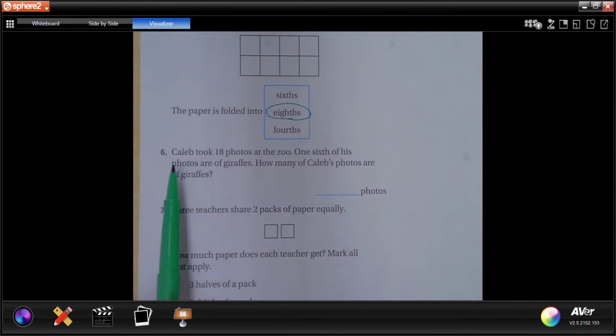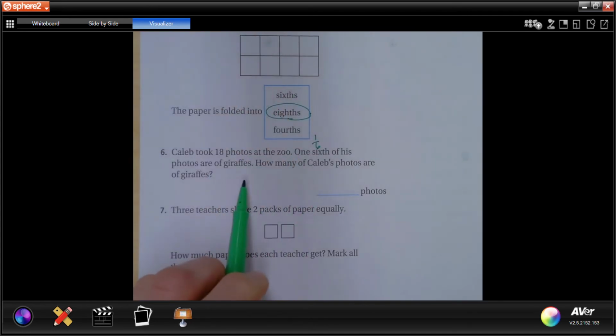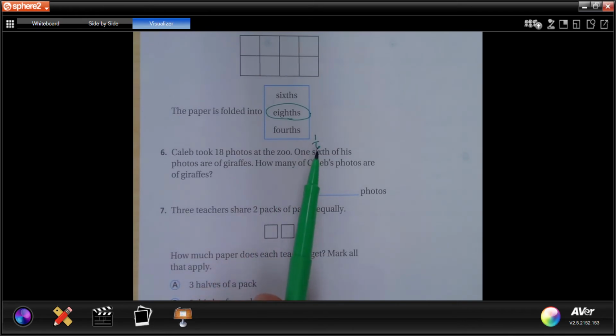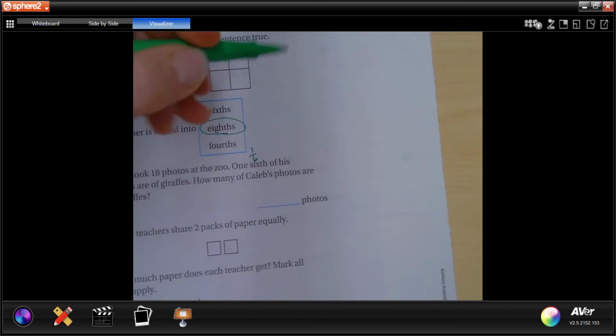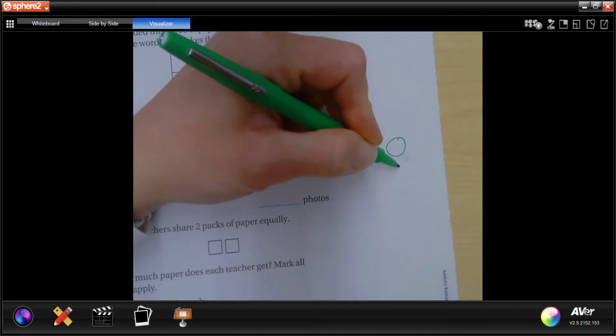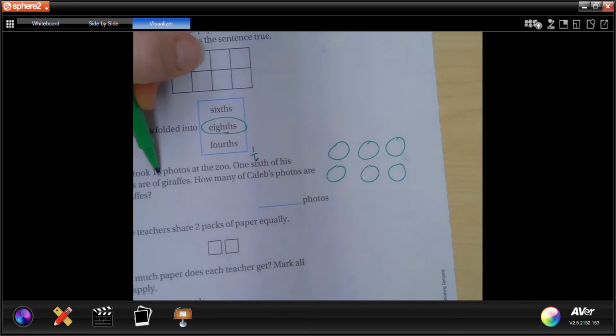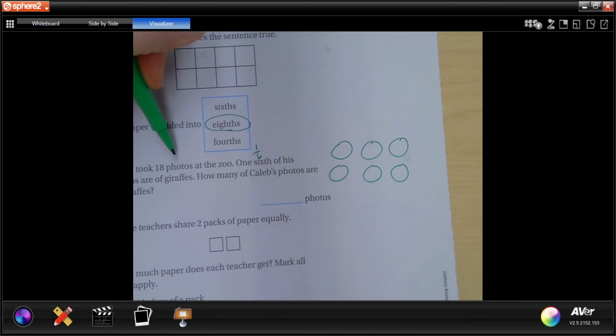Number 6. Caleb took 18 photos at the zoo. 1/6 of his photos are of giraffes. How many of Caleb's photos are giraffes? Okay, so we know 1/6 of his photos are giraffes. So we need how many groups in the whole? 6, right? So 1, 2, 3, 4, 5, 6. There are 18 photos within that group of 6.